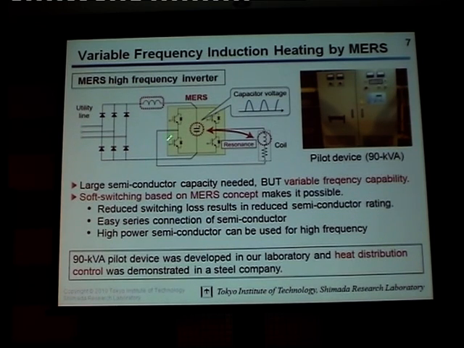So this converter has soft switching advantages based on the MASS concept. The MASS concept makes it possible because of reduced switching loss, and this results in reduced semiconductor rating. And high power semiconductors can be used for high frequency. This photograph shows a 90 kVA pilot device. This was made by our students in our laboratory, and the heat distribution control introduced in the previous slide was demonstrated in a steel company.